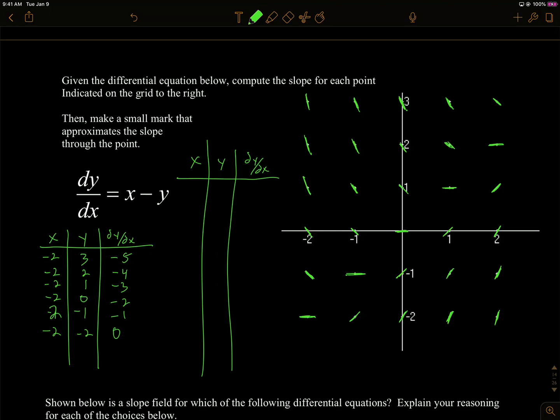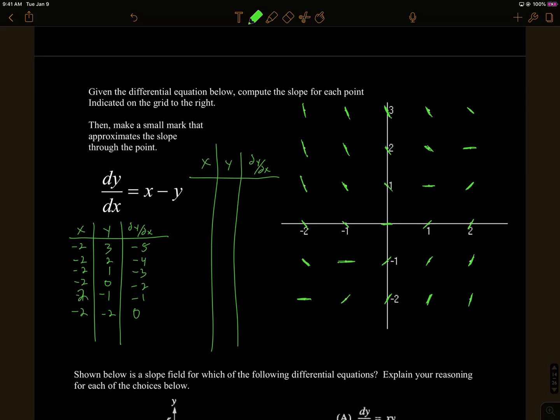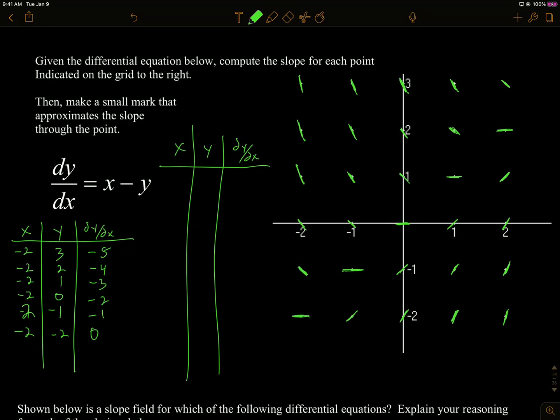Okay, so your slope field should look something like this. Again, if you're having trouble getting it, you can ask me about it in class.